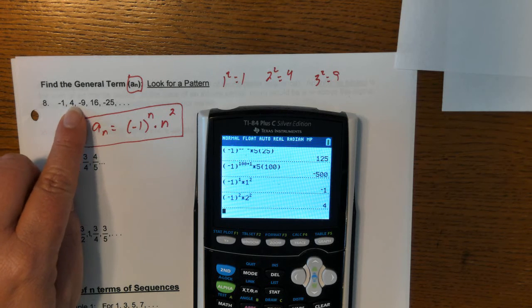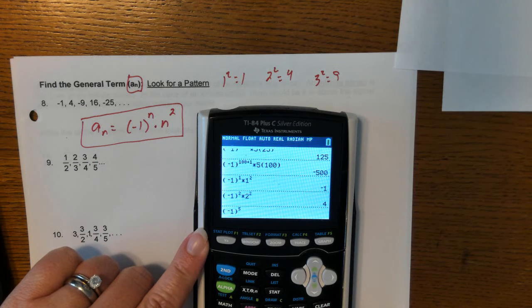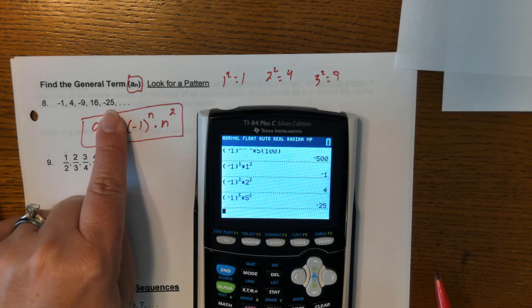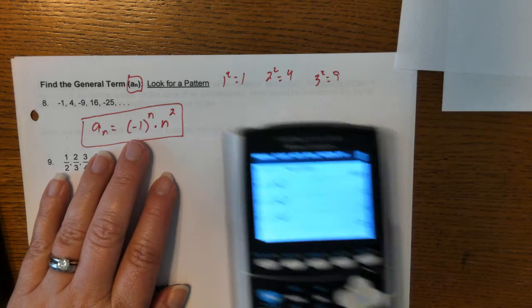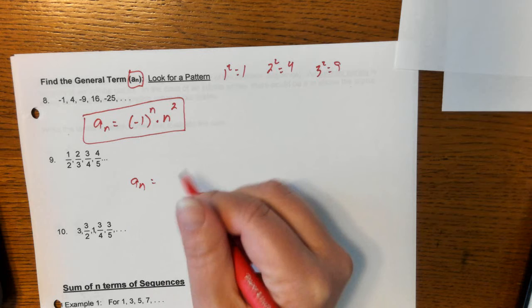And I could keep trying. For example, the fifth term, negative 1 to the fifth power times 5 squared. That does come out to be negative 25, which is what our fifth term was. So once you think you have the formula, check it. Okay. All right, next one here, a sub n, and we need a formula.